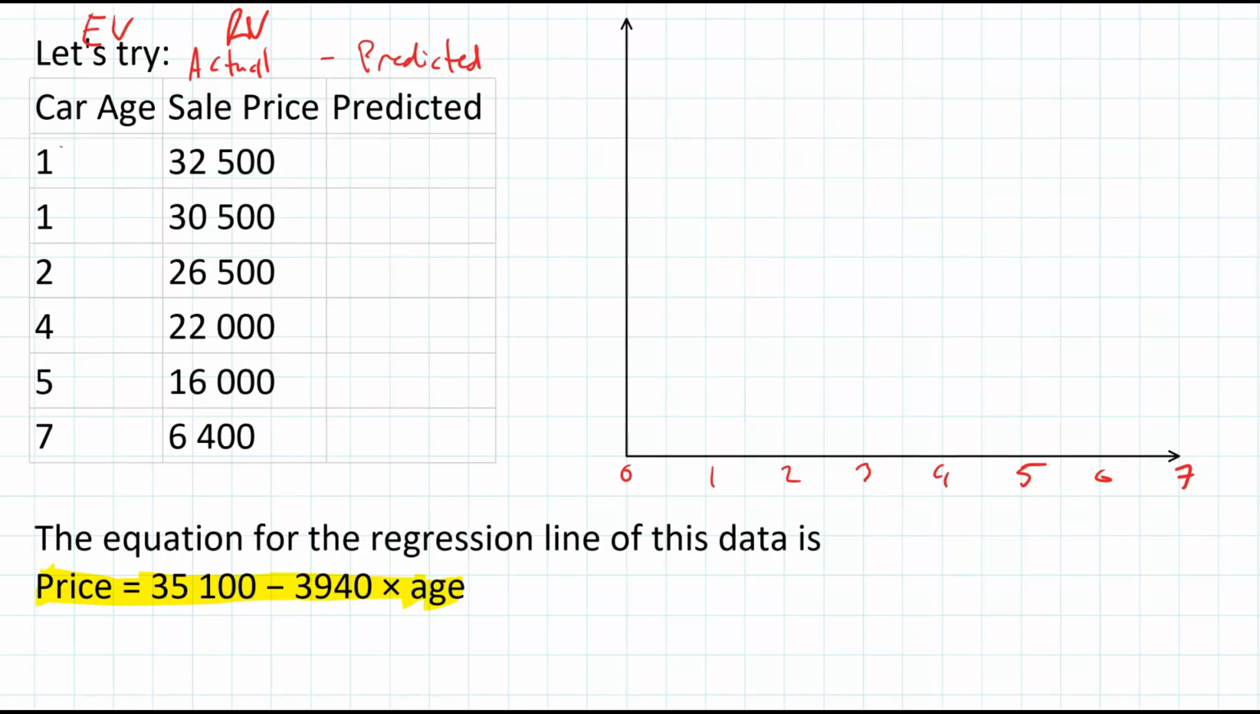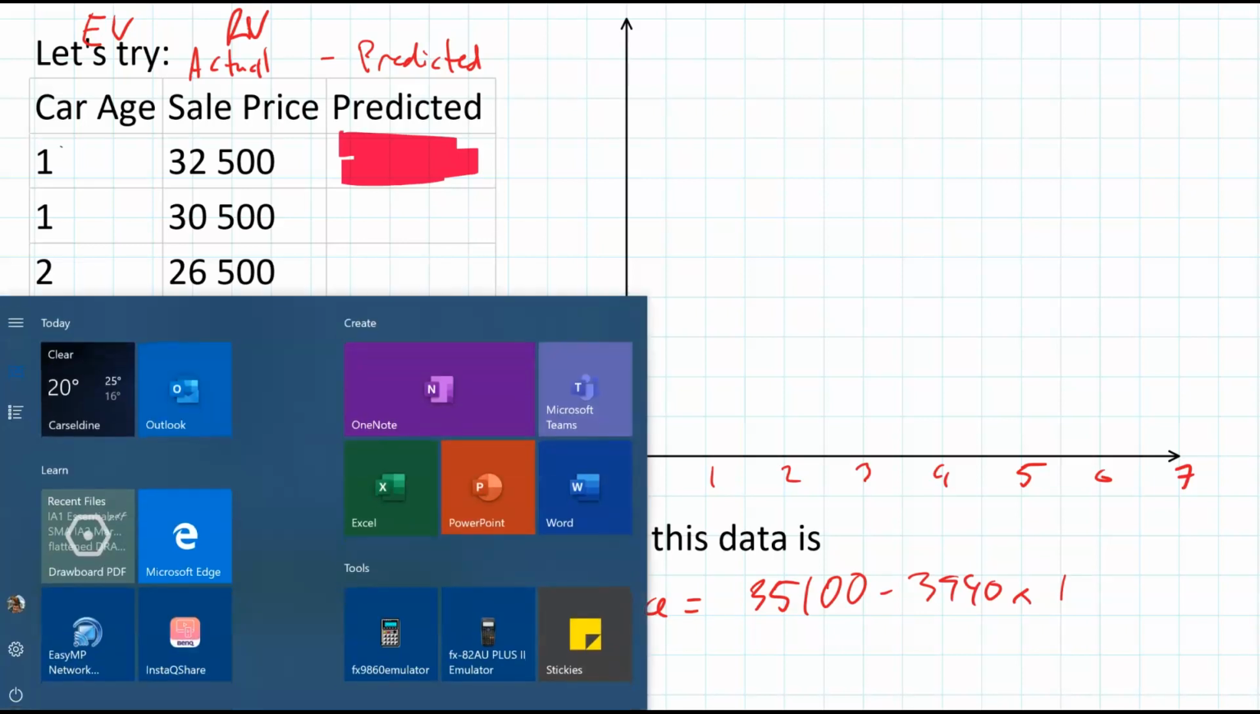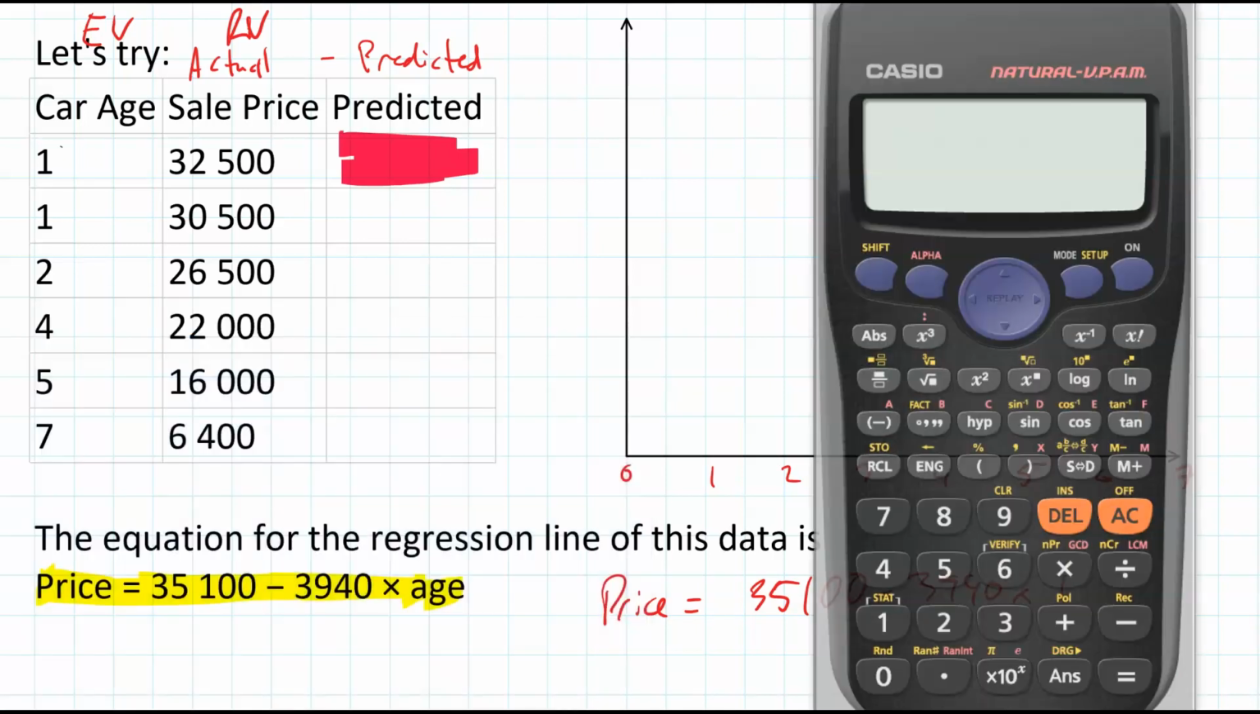So to start with, to work out what this value is, I'm going to replace the number 1 for age. Okay, so let's go ahead and do that. I'm going to do the price equals 35,100, take away 3,940 times 1 for the age. Okay, and I'll go and do that on my trusty calculator.